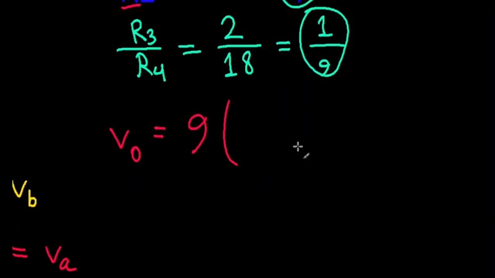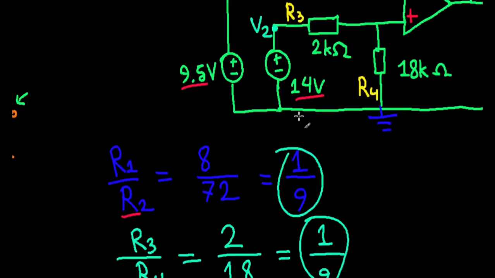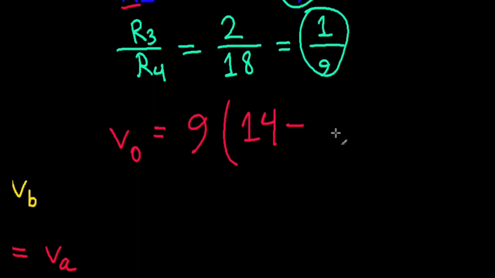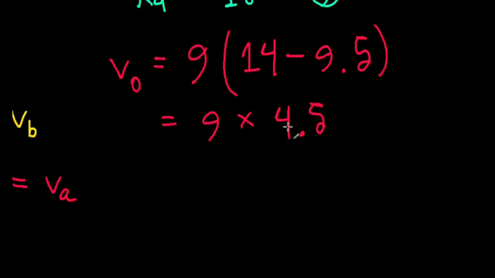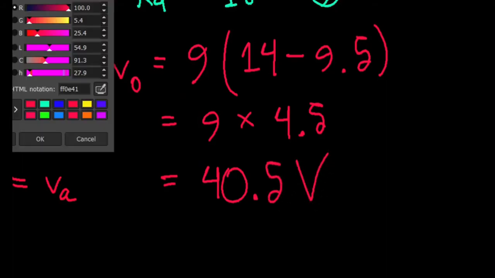Well, V2 is 14, and V1 is 9.5. So what we get right here is 9 multiplied by 4.5. This is going to be equal to 36, and half of 9 is 4.5, so that's 40.5 volts. All right. So this is our output voltage. We solved that problem fairly easily.